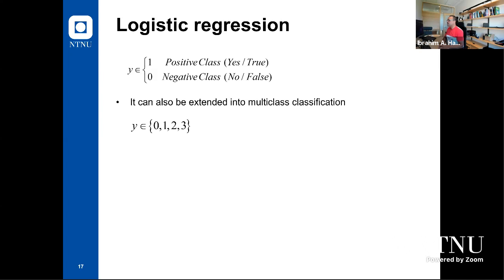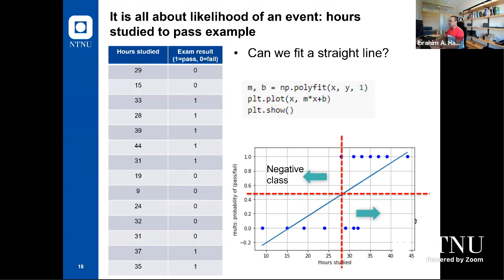It can also be extended into multi-class classification. It's the same. If we have 3 classes, 4 classes, 5 classes, it will be exactly the same. And it's about likelihood. It's about the likelihood of an event.